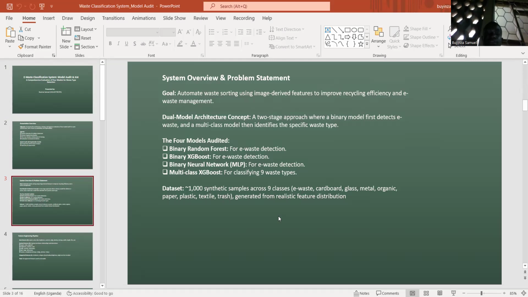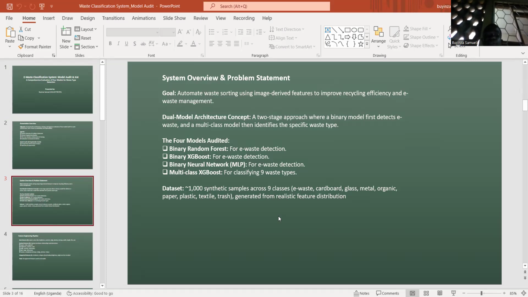So when we look at the system overview and problem statement, here we have the goal being to automate waste sorting using image-derived features to improve recycling efficiency and waste management. Then we have the dual-mode architecture concept, that is a two-stage approach where a binary model first detects e-waste, then a multi-class model identifies the specific waste type.